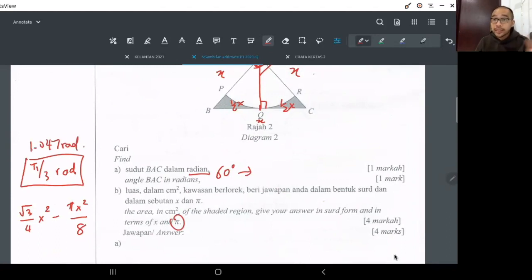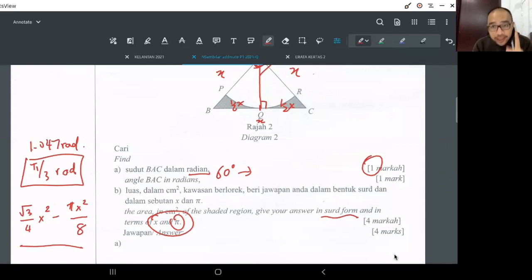Okay, but this 60 degrees, this is a no-brainer. Only one mark for this. You just have to know that it is equilateral. Okay, the area of the shaded region. You have to give your answer in surd form and in terms of x and pi, and this is how the answer looks like. It's pretty strange, but this is a very standard question, except that now we're not dealing with numbers.